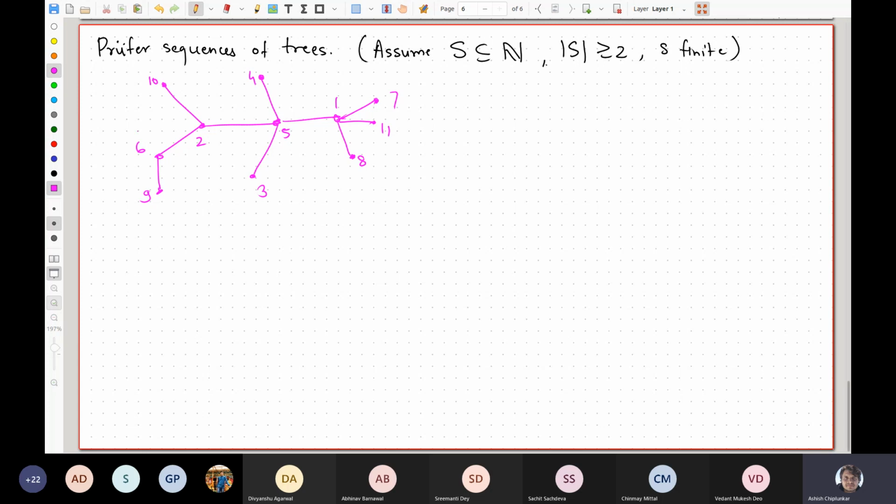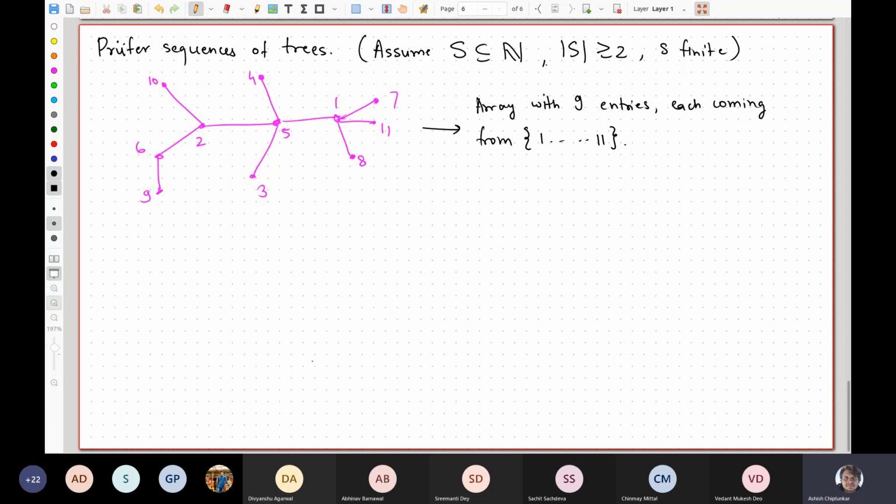So we want to convert this into an array with 9 entries, each coming from the set 1 through 11. That is what we are looking for. So how do we construct this array?